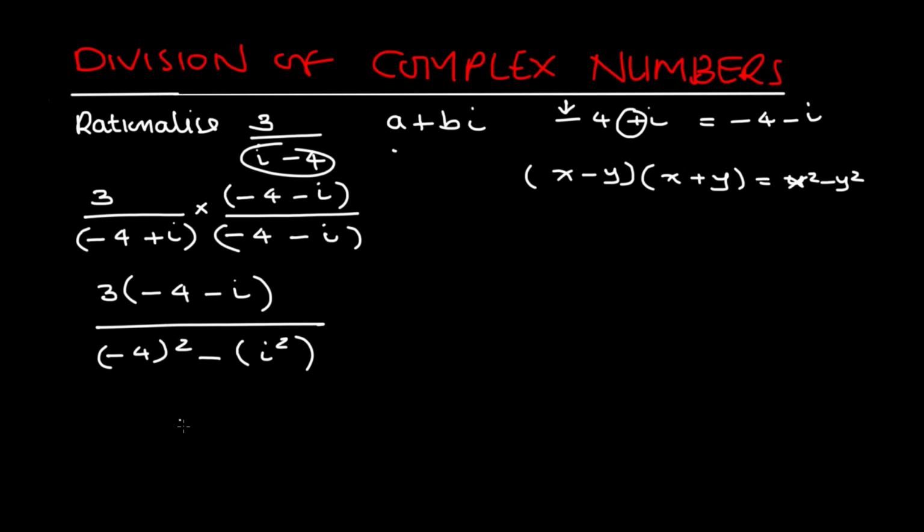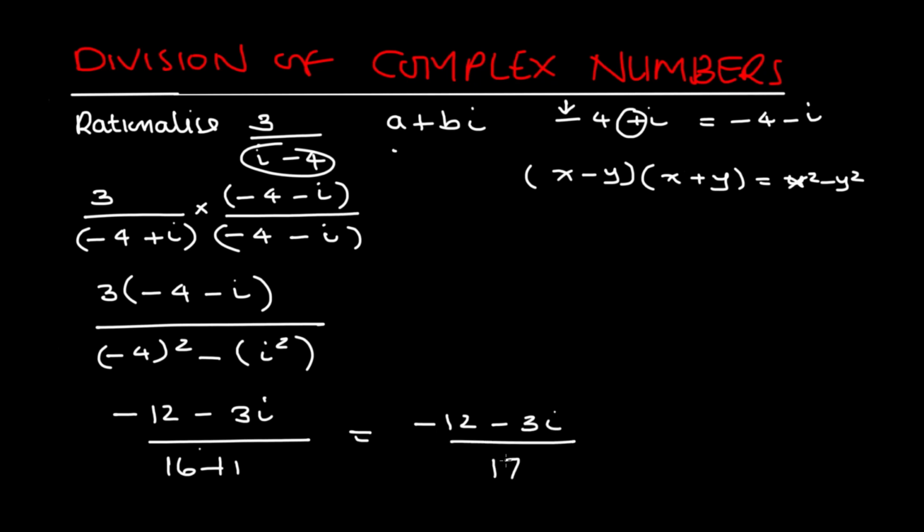And then what do I do here? I just simply expand. So that'll be minus 12. Then again, negative here, 3i. Then I divide with, this one gives me a 16, positive 16. And this is a negative 1 times negative, so that's plus 1. So my complex number is minus 12 minus 3i over 17.